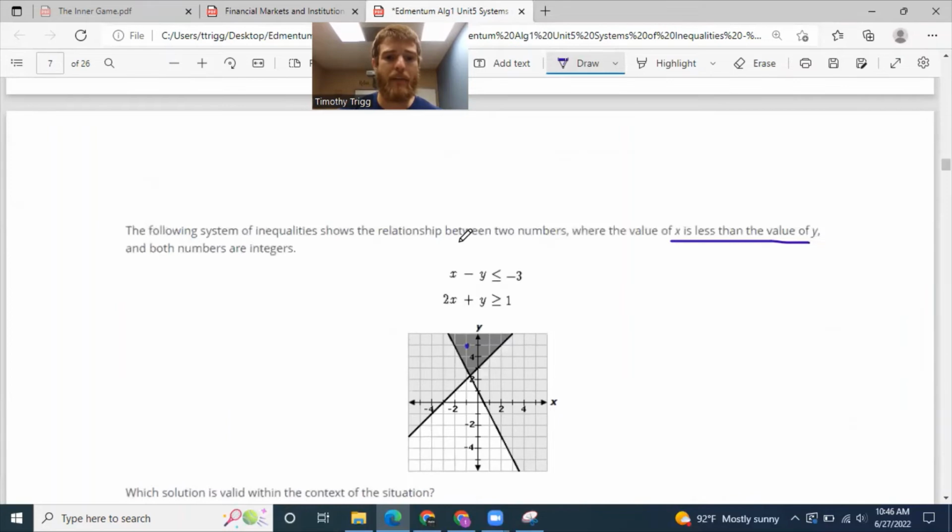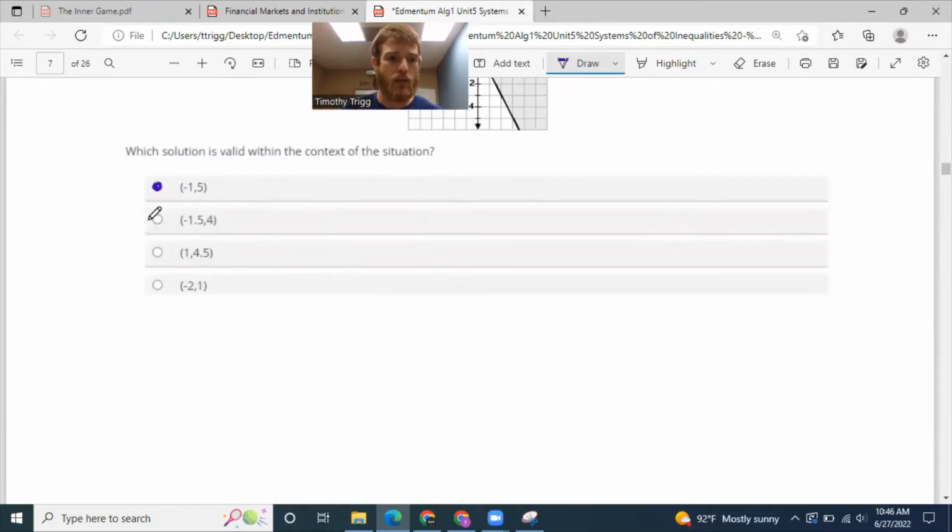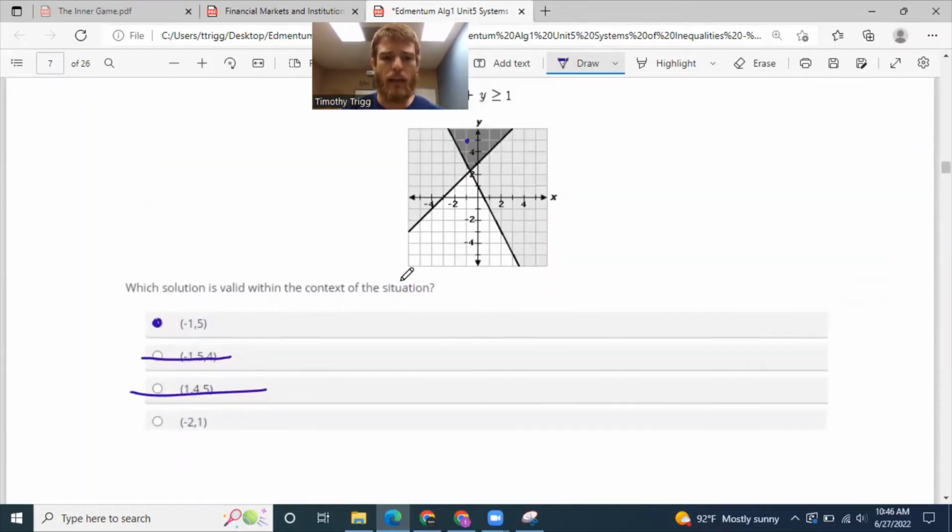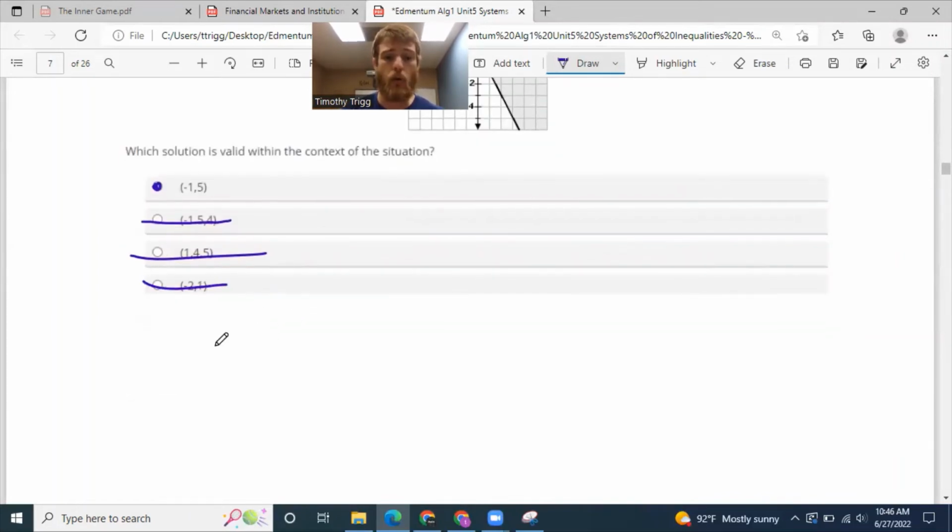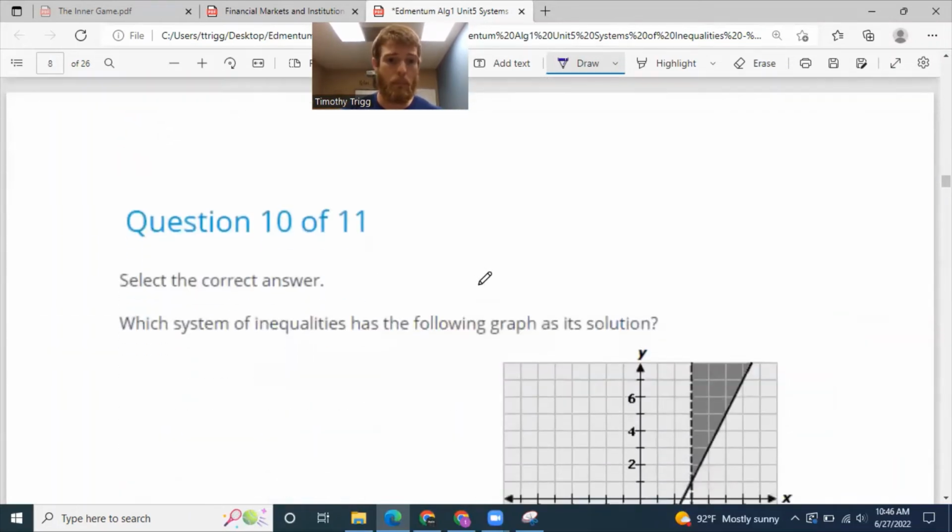It says both of them have to be integers, so that's one thing too. If you don't know what that means, it means the numbers are whole numbers. They have to be whole numbers. So that automatically cancels this one because it has that -1.5. The 0.5 won't be an integer. So this 1, 4.5 also is not an integer. -2, 1 is not in the double shaded region, so that's wrong as well.